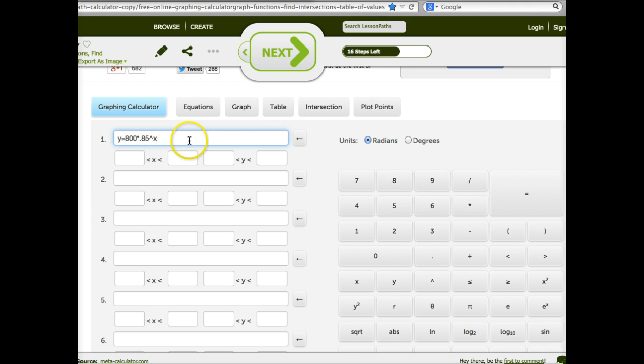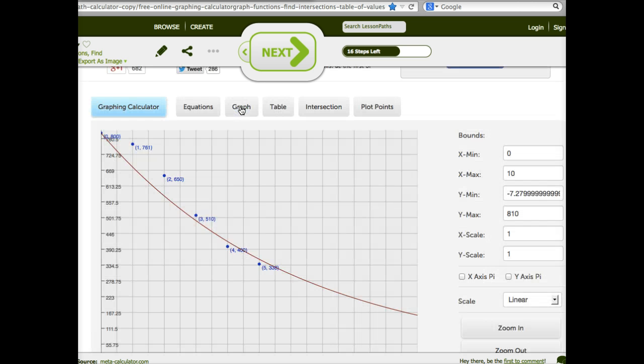Once I have in my equation, I can go back to my graph and see how my equation looks compared to my dots. And you can see that I actually did a pretty good guess here. However, you should see that each of these dots should fit exactly on this curve if you've calculated your equations correctly. And that concludes our tutorial on how to use this graphing calculator.